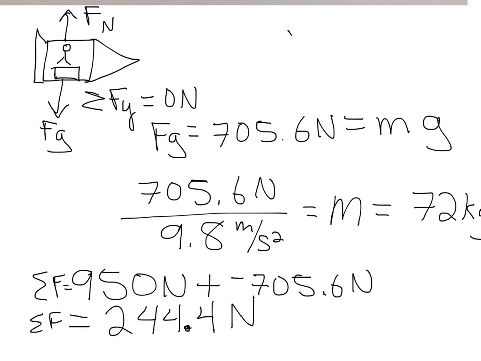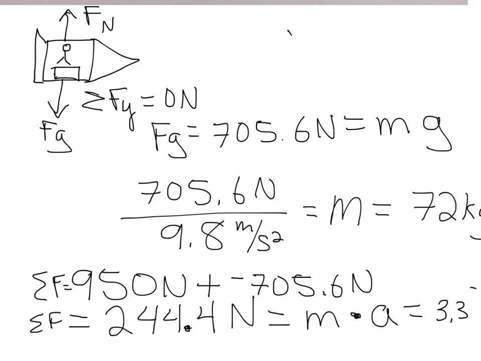The question, though, is what is the acceleration of the plane? This value here is going to be equal to the mass of the person times the acceleration of the plane. And remember that I told you the mass of the guy is equal to 72 kilograms. So now I'm going to plug in 72 for my mass here, divide both sides by 72, and then my acceleration is going to actually equal about 3.394 meters per second squared.